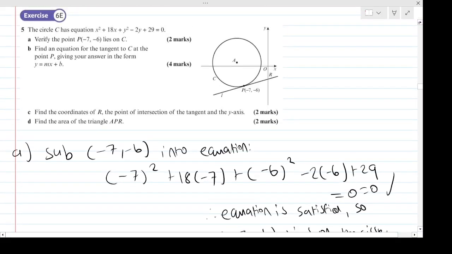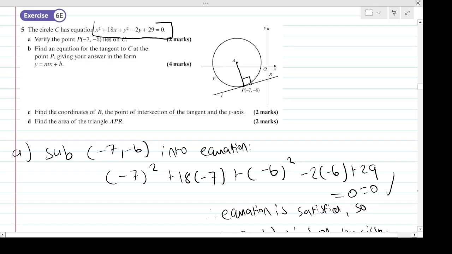Find an equation of the tangent to C at the point P, giving the answer in the form y equals mx plus b. Okay, so I need the equation of the tangent, which is here. Now again, if we're given the centre, we need to consider the radius. The radius we know is perpendicular to the tangent, so we will be using that. Now, A is the centre, right? Well, we don't know what the centre is actually, sorry.